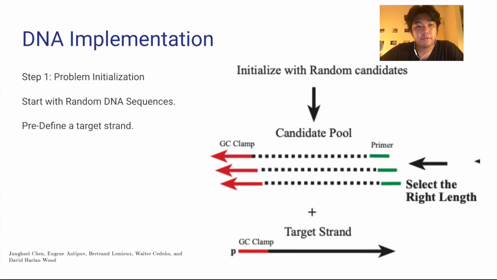I'm first going to give a general overview of the whole process of how it solves this problem, and then we will be more specific with certain problems. So step 1 will be problem initialization, and we start with just random DNA sequences as we see here. And then we predefine a target strand. The target strand on the bottom will be the goal we need to find.